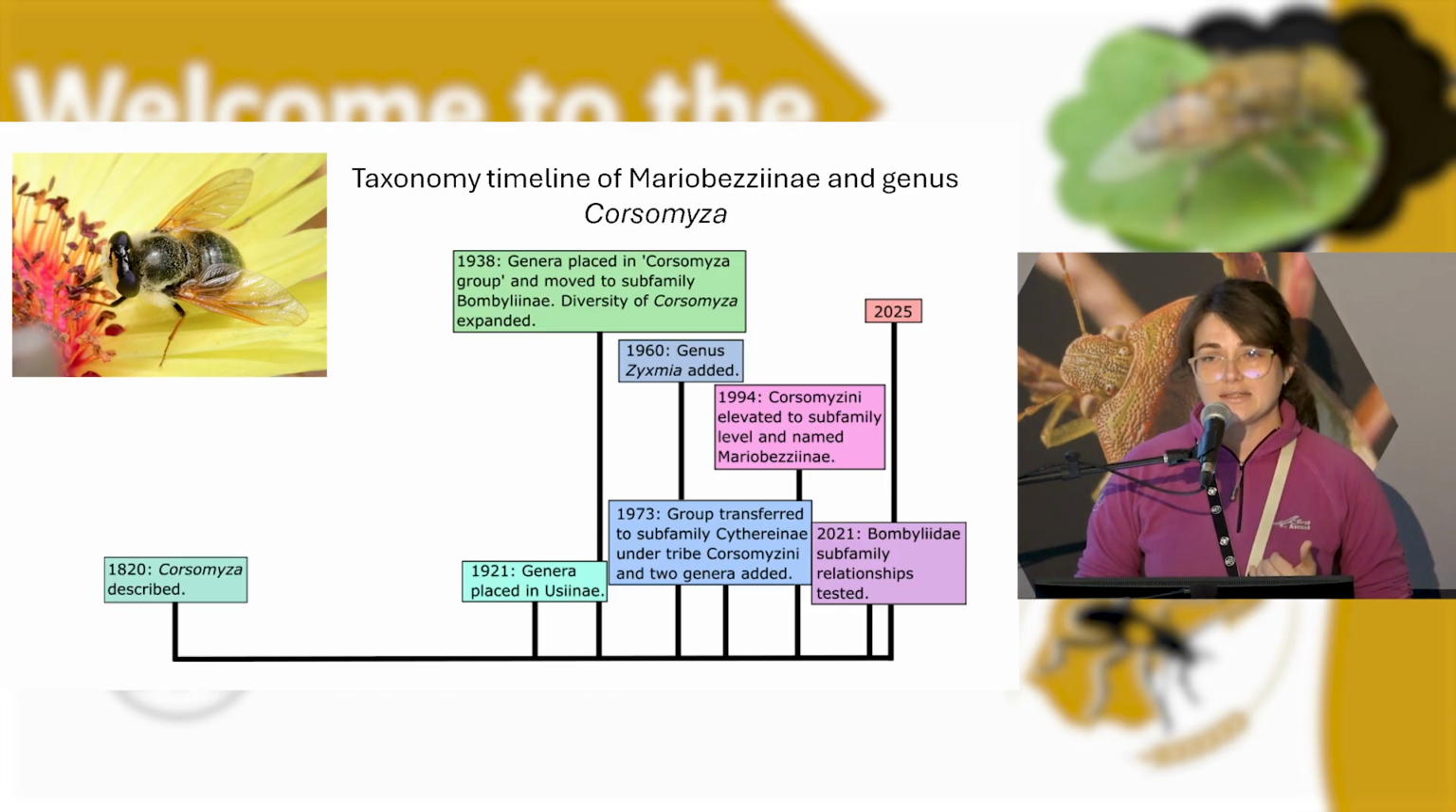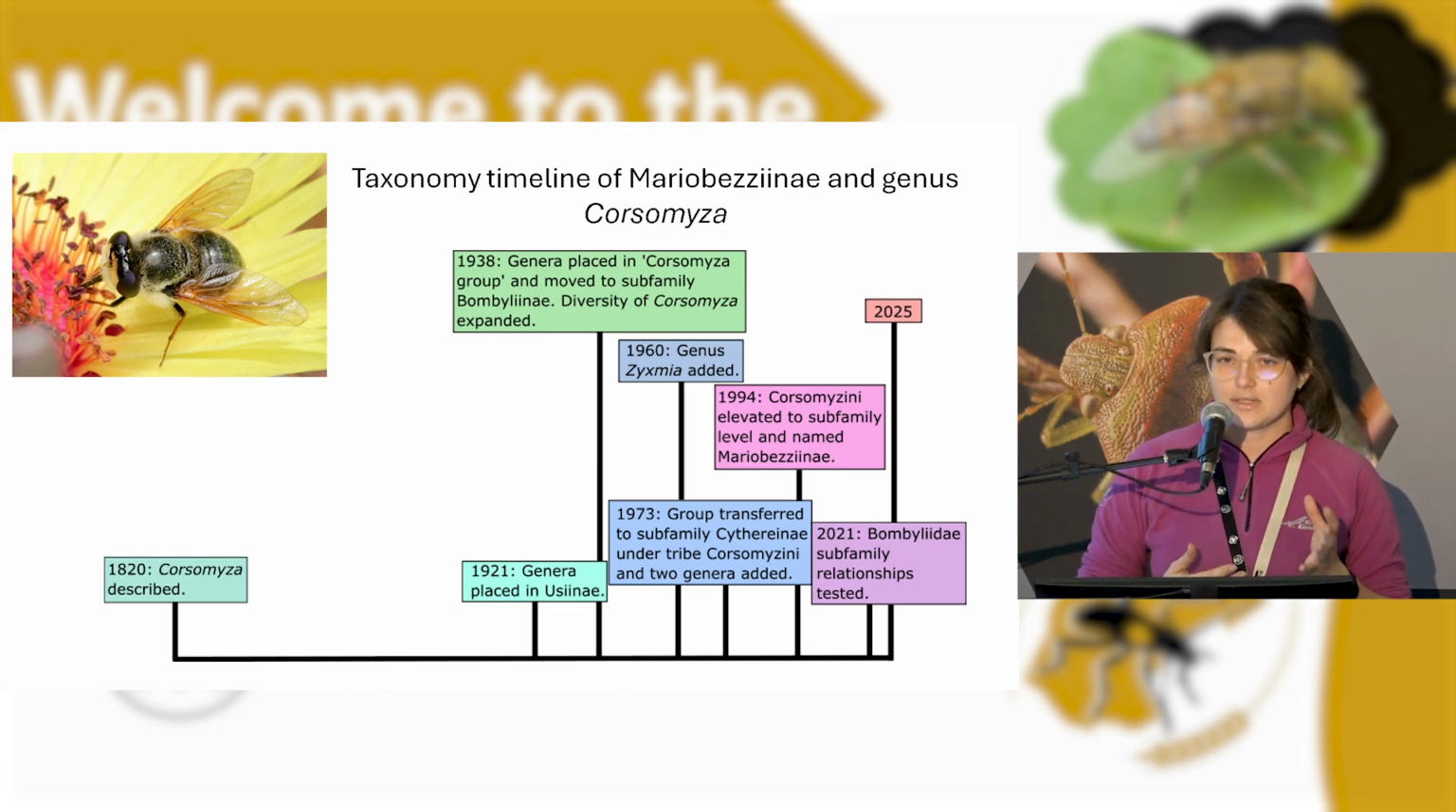More than 100 years later, Corsomyza was placed with other genera in the subfamily Bombyliinae by Hesse, and this literature is still the recommended species key for Corsomyza and most of the Mariobezziinae genera. Since then, Corsomyza has been placed in the subfamily Mariobezziinae, and the subfamily's relation to other subfamilies has been investigated further. But there's still some work that needs to be done. While there has been some work done on the other genera from Hesse's key, it's still a recommended tool for species identification, and once we look at the key itself, some other issues come to light.